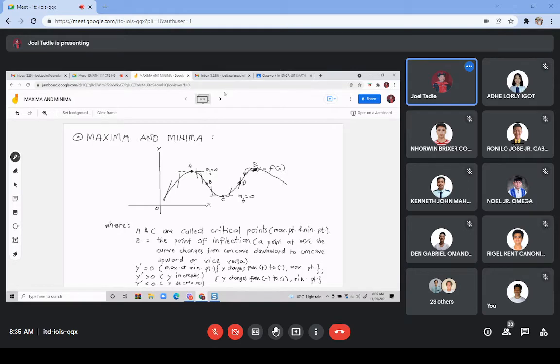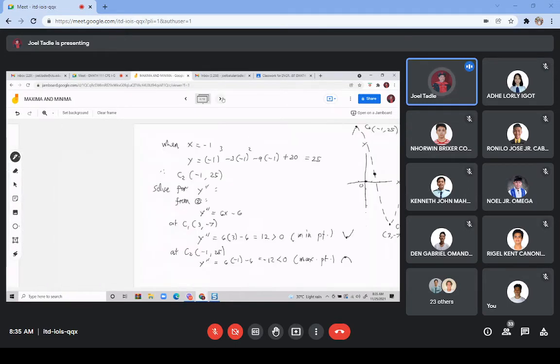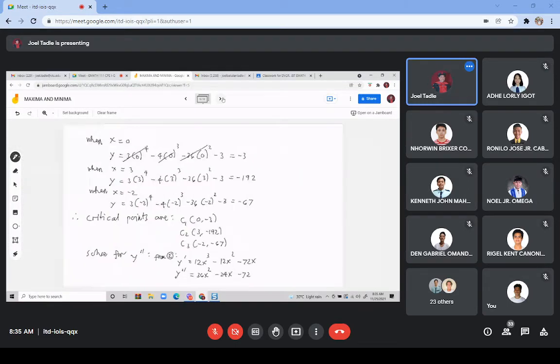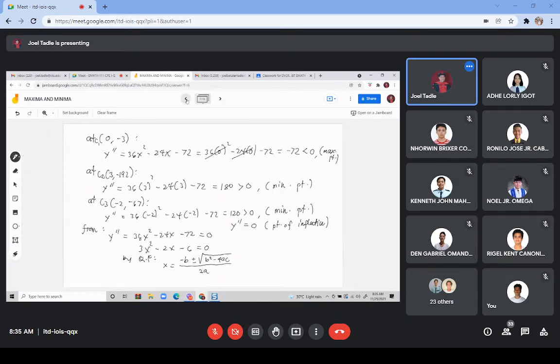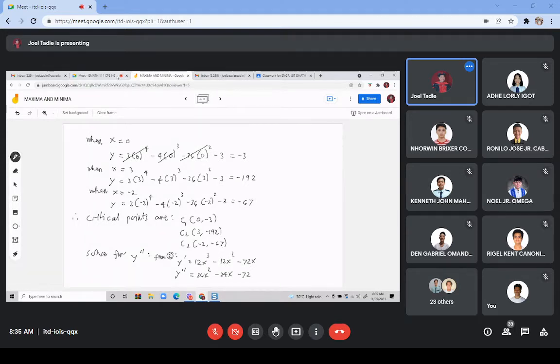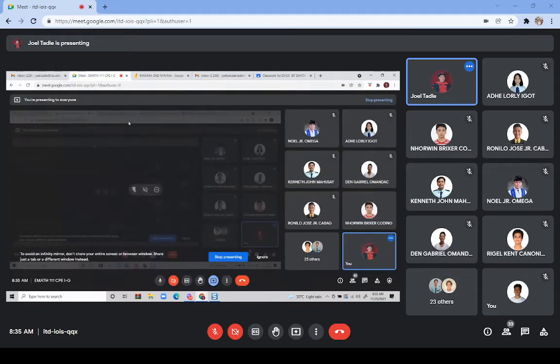Okay. So next move is to determine the second derivative. Unsay purpose nga mo determine ang second derivative? Mata natin ni kuan. Kenneth John. Jan, what's the purpose, Jan? Answer. Para ma-determine, sir, kung concave upward pa siya or concave downward.